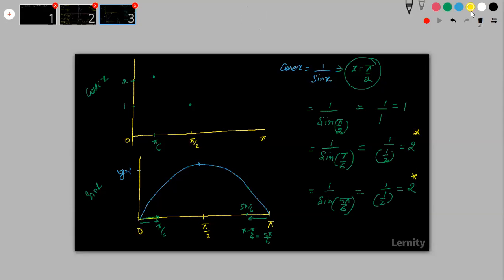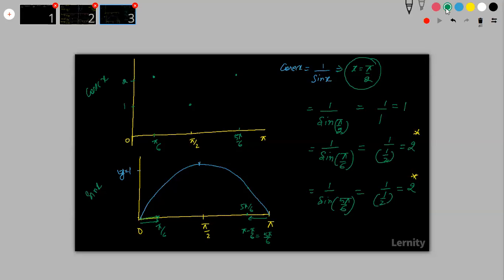Because here I have moved pi by 6, so here also I will try to move pi by 6. So pi minus pi by 6 will become 5 pi by 6. Okay. So again I am getting the same value. Again we are getting the same value. So I will mark that here also. So 5 pi by 6 was somewhere here. I will mark here 2.